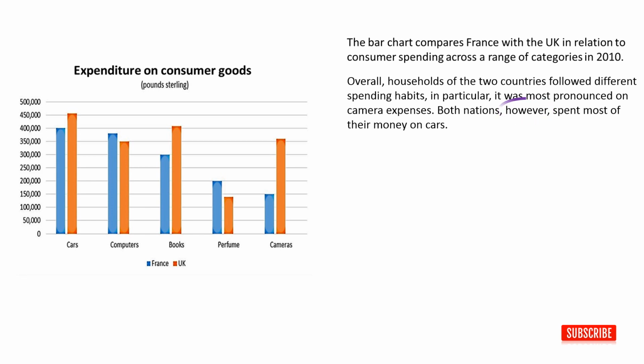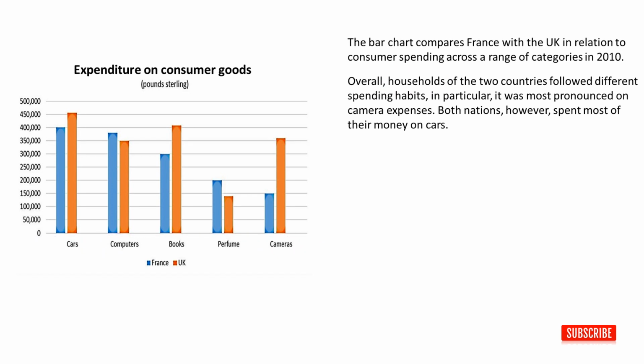Using such linking devices increases your band score. Using the same word again and again decreases the band score for your vocabulary. To avoid word repetition, I used the word households instead of nations. Because these consumer goods, cars, computers, books, perfume and cameras are household items. In the next paragraphs we should logically organize the data on the chart, and include some detailed information.